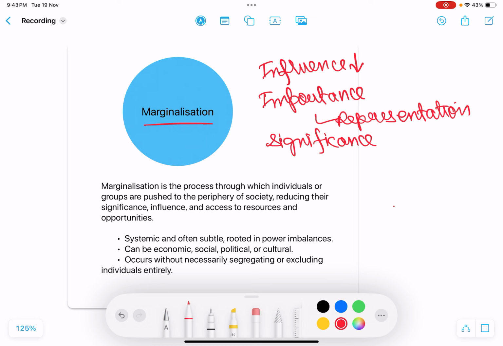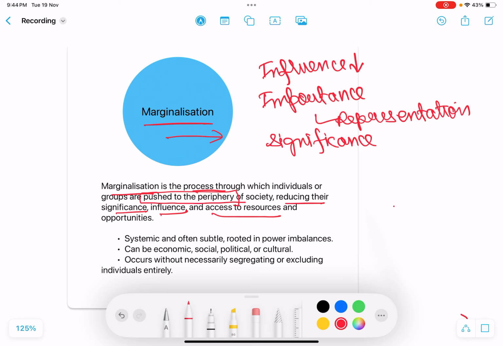So marginalization is the process through which individuals or groups are pushed. Now this is an important phrasing of it, the way that we're articulating it, pushing them to the periphery, which means the outskirts of society, right? Where their voice matters less, where what they do becomes less important, right? Where there is reducing significance and influence and access to resources.